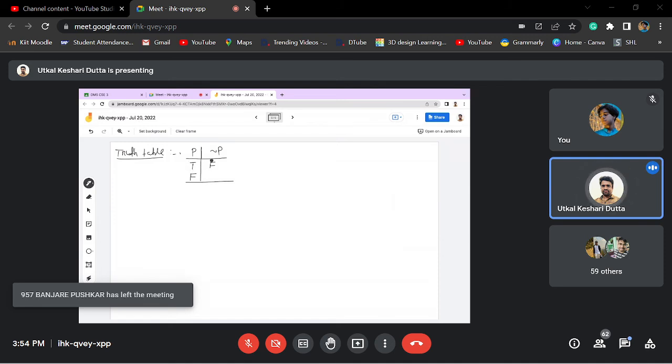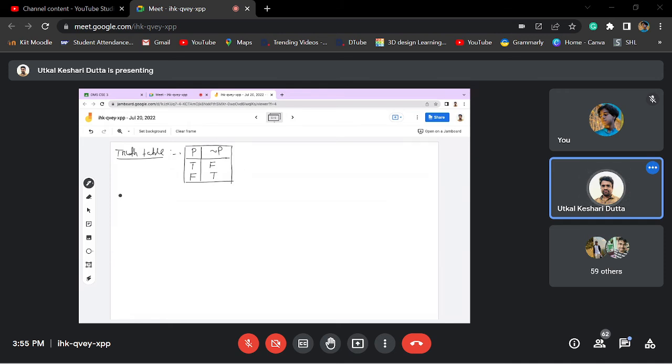If P is true, then not P will be not true. Not true means false. If P is false, that means negation of P will be not false. Not false means true. That is the truth table for negation. Okay, we'll see some examples.